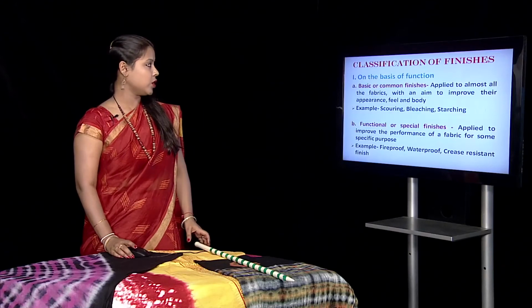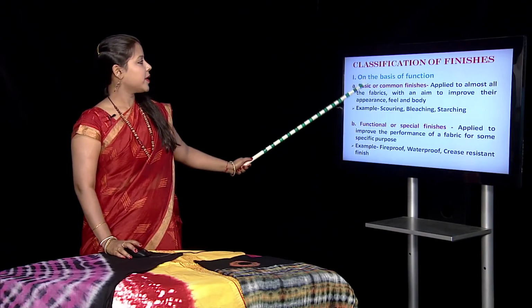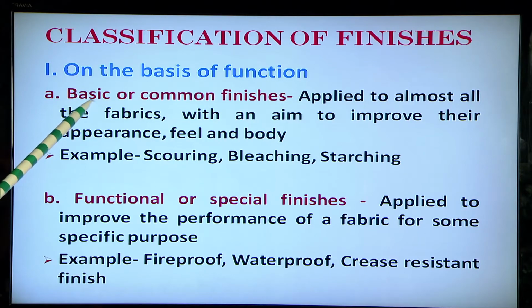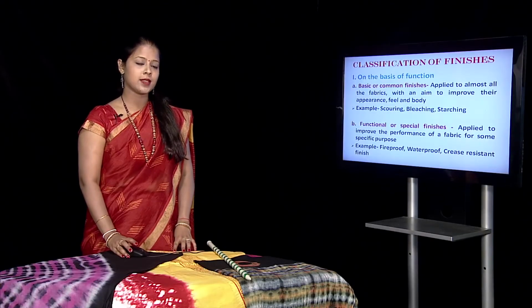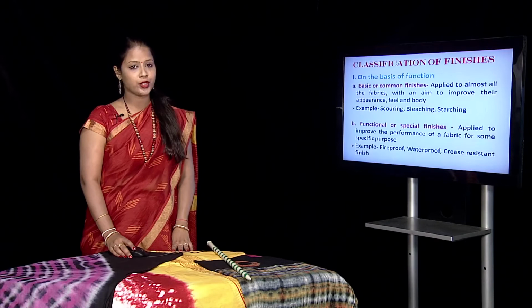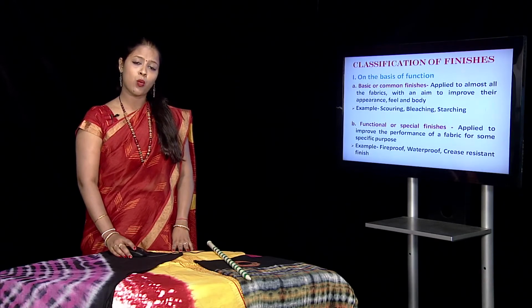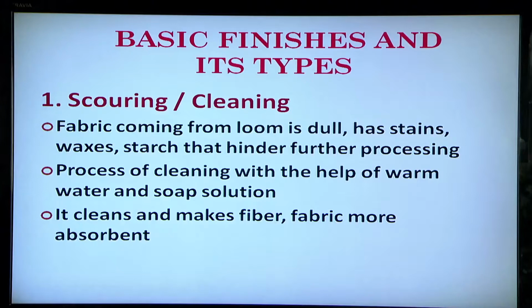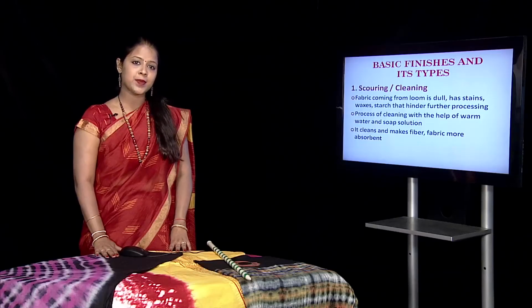Firstly, we will do the classification on the basis of function. On the basis of function, the first is the basic or common finishes, which are applied to almost all the fabrics with an aim to improve their appearance, feel and body. Examples being scouring, bleaching, starching, bluing, etc. The second are the functional or special finishes, which are applied to improve the performance of a fabric for some specific purpose. Examples being fireproof finish, waterproof finish, crease resistant finish, wash and wear finish, etc. Firstly, we will do the basic finishes and its types in detail.